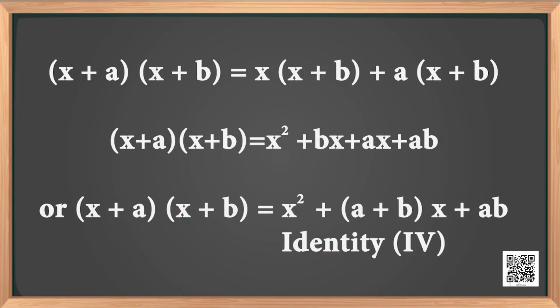Good. (x + a) times (x + b) is equal to x times (x + b) plus a times (x + b). In the above step, we used the distributive property, which is equal to x square plus bx plus ax plus ab, or (x + a) times (x + b) is equal to x square plus (a + b) into x plus ab, which is the identity number 4.